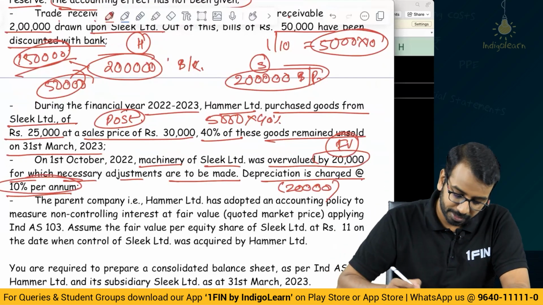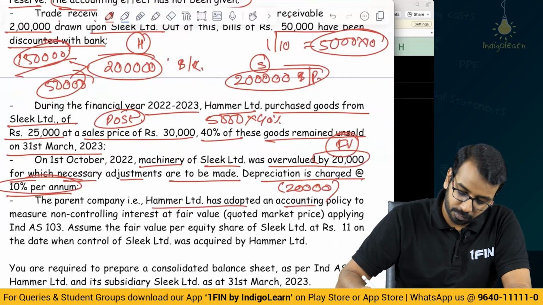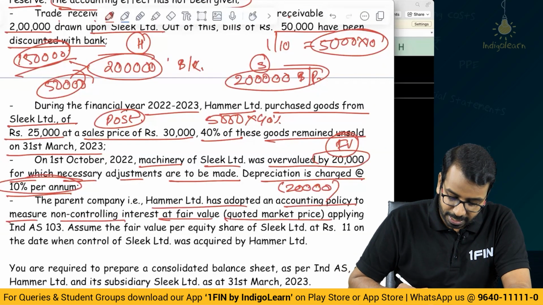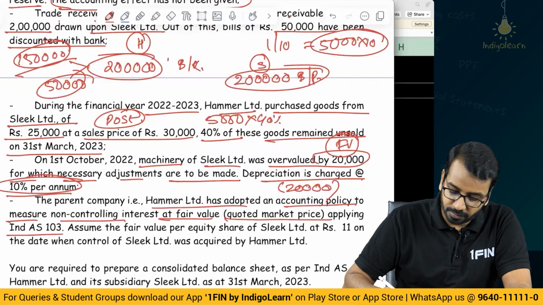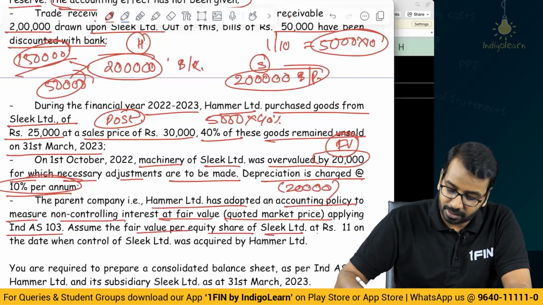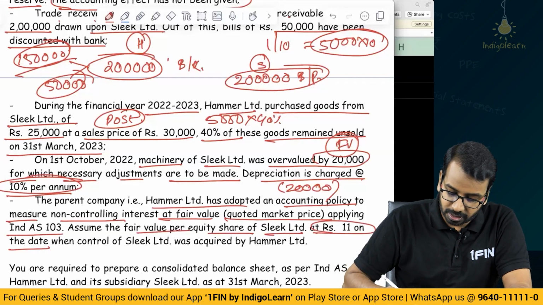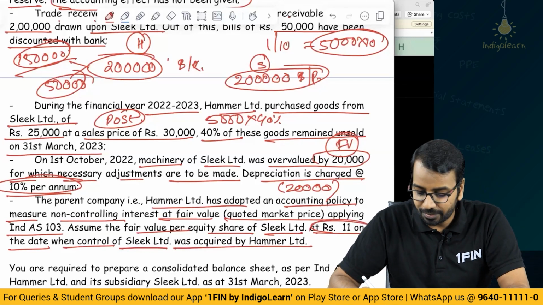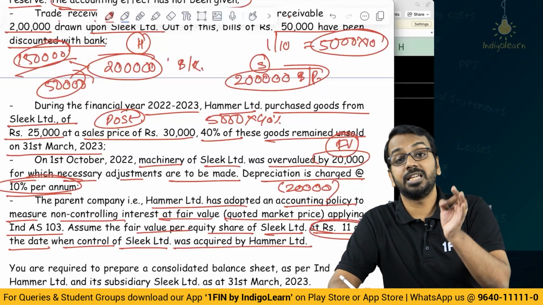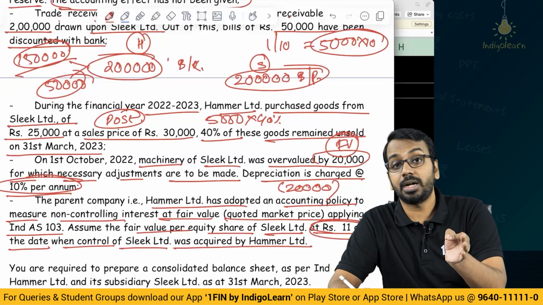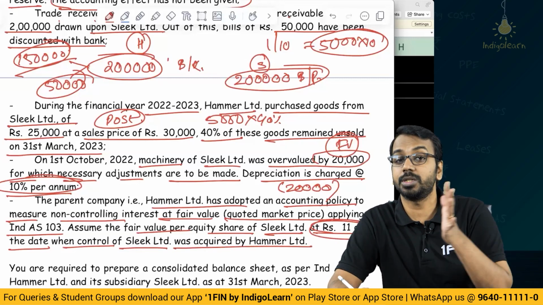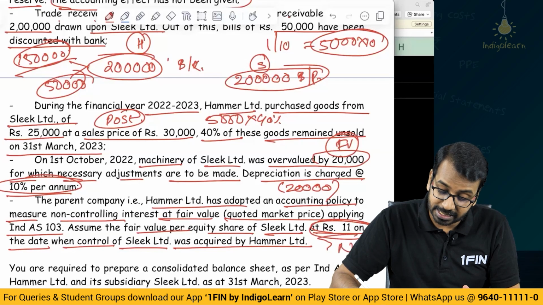that amount. The parent company has adopted an accounting policy to measure NCI at fair value based on quoted market price, applying Ind AS 103. Assume the fair value per equity share of Sleek Limited at rupees 11 on the date when the control of Sleek Limited was acquired by Hammer Limited. So this 11 is what? This 11 is the fair value on what date? On date of acquisition. That is on the date on which the control was obtained. Now this is used for NCI.